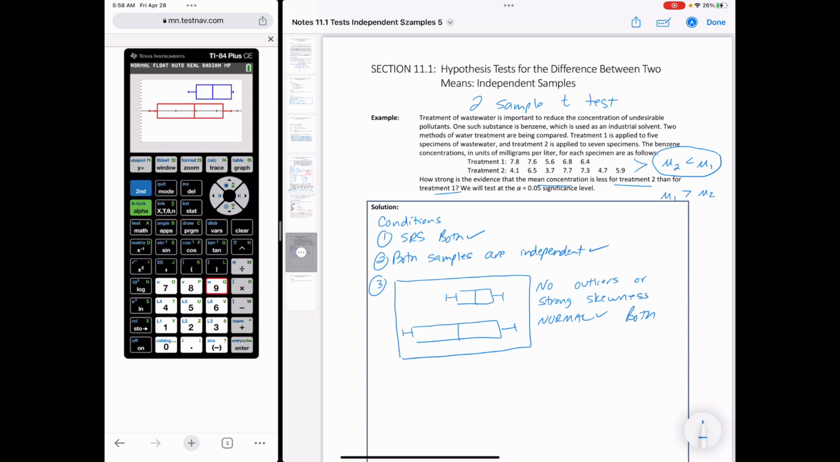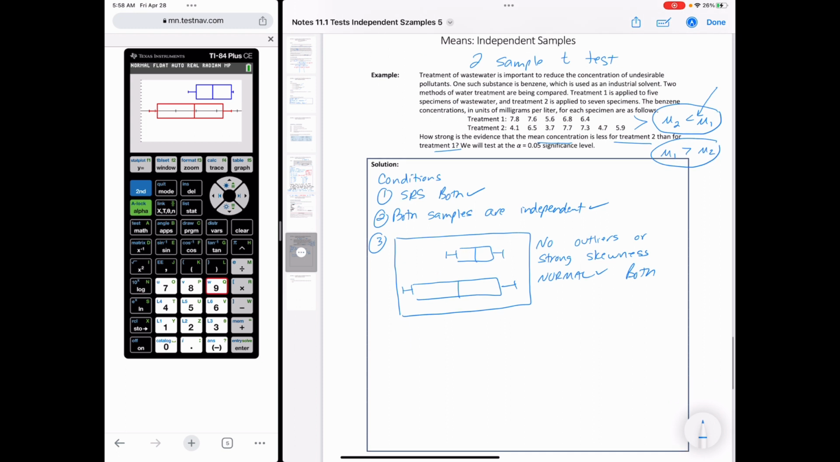Notice that I flipped the inequality. The big part of the inequality is still facing mu1. This is that switched around. And this is what I need to use for my H1. I needed to use mu1 is greater than mu2. H0 is going to be mu1 equals mu2.